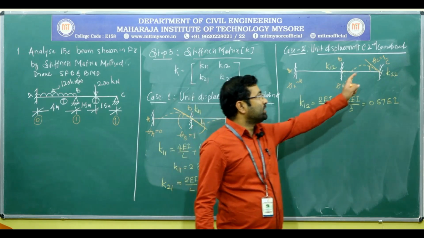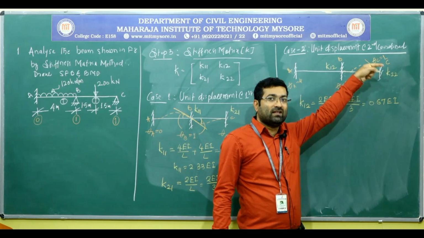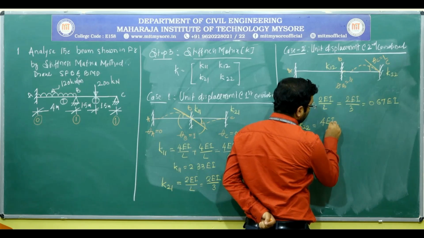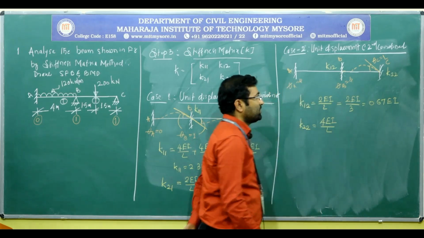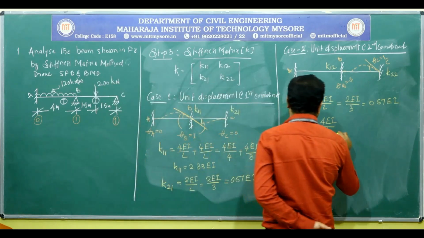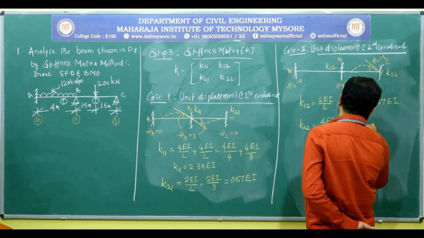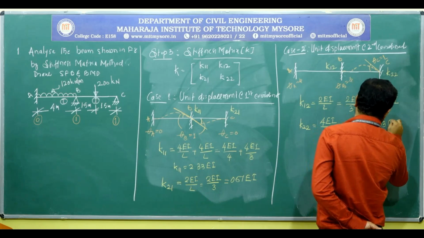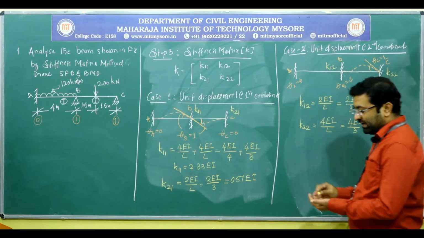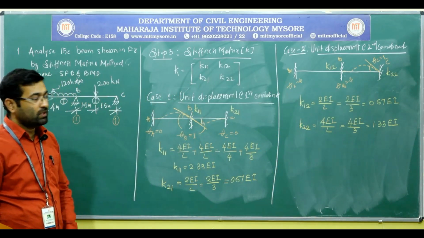And K22. We have induced the displacement at the second coordinate and we are trying to determine the force at the same coordinate. So for this situation we have 4 EI by L for each span. At C we have only one span CB, so I am going to use 4 EI by L once. So it is 4 EI by L, L is 3 meter, so this is 1.33 EI, right. So now we have got all the coefficients K11, K21, K12 and K22.